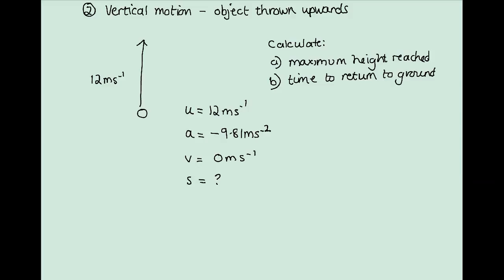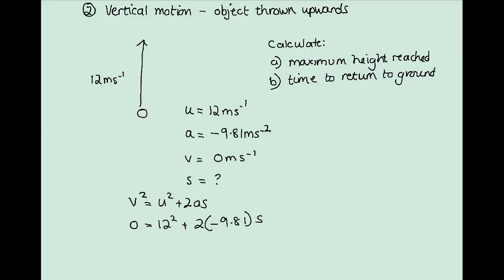Thinking back to the equations of motion, the one that best fits the quantities we've got here is this one: v squared equals u squared plus 2as. So we've put our numbers in. v was 0, u was 12. Don't forget the minus here: 2 times -9.81 times s.